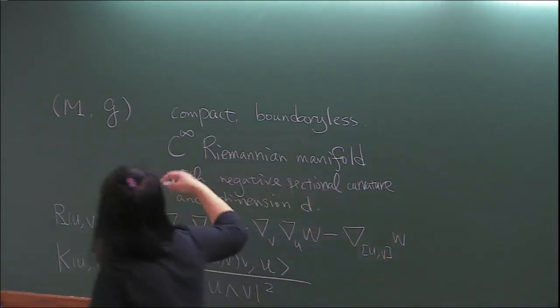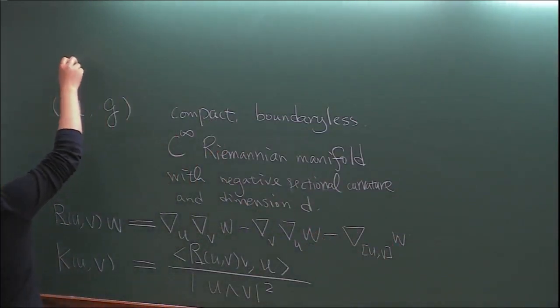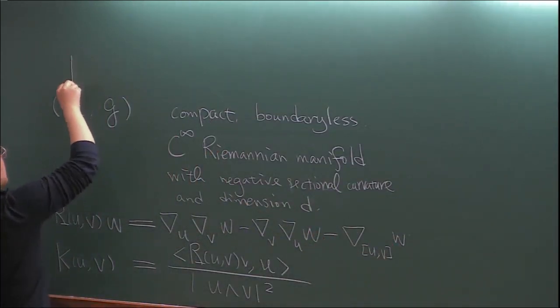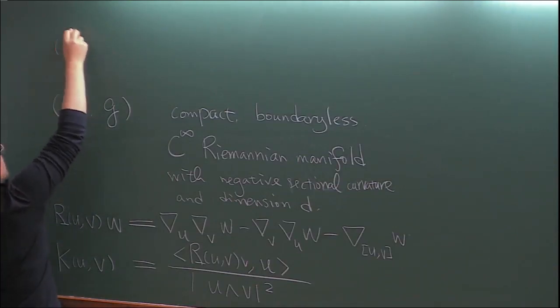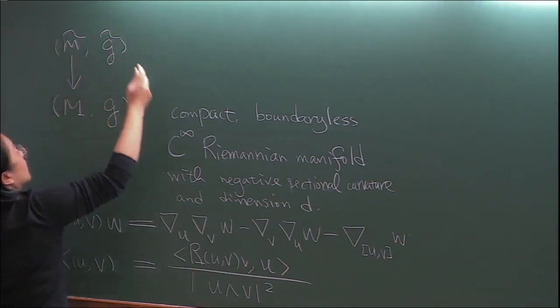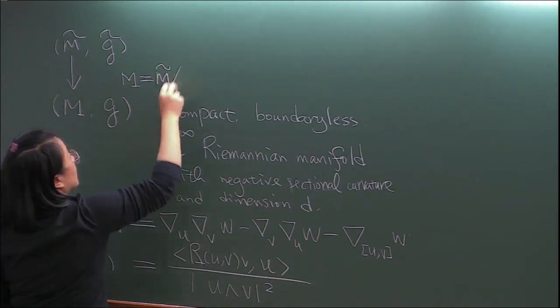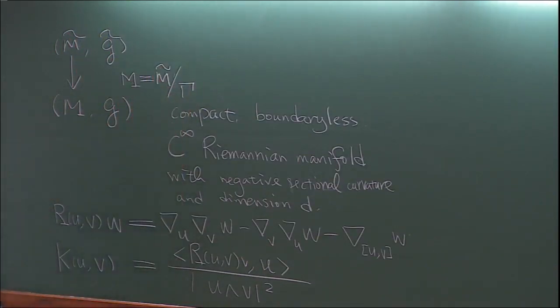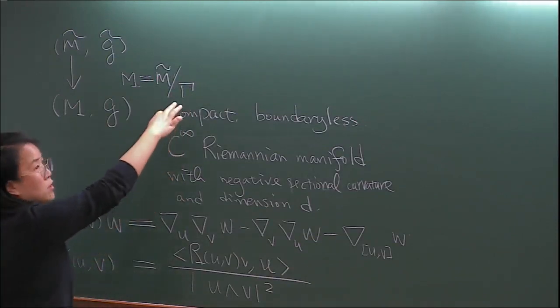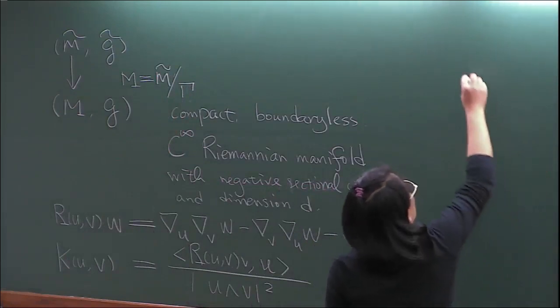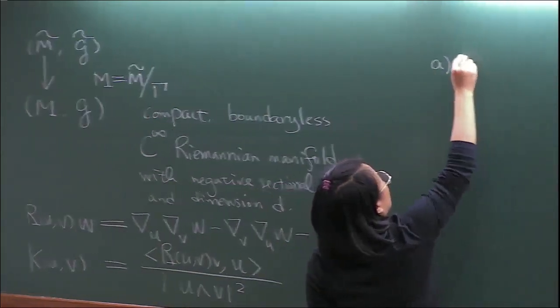So in many cases, actually, we will consider things in the lift of this M. So we will go to the universal cover. So this M will equal the quotient space, where gamma is the fundamental group of this M. So let me give a basic example.